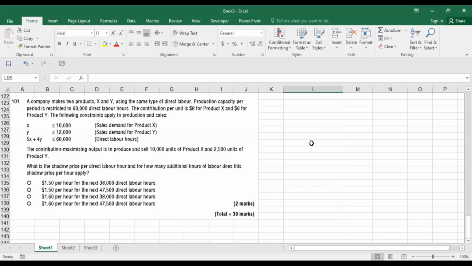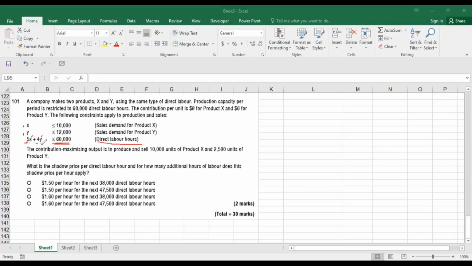Labor hours. X is the number of units of product X, and Y is the number of units of product Y. 5X means that 5 labor hours are used for each unit of product X, and 4 labor hours for each unit of product Y, because this is the direct labor hour equation. Whatever the number of X and Y, multiply by 5 and 4, and the total should be less than or equal to 60,000 hours. You cannot have 100,000 hours. Within 60,000 hours, you have to produce X and Y, and each X will take 5 hours and each Y will take 4 hours.